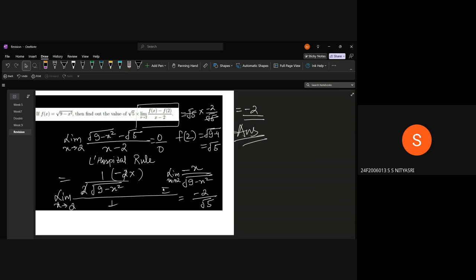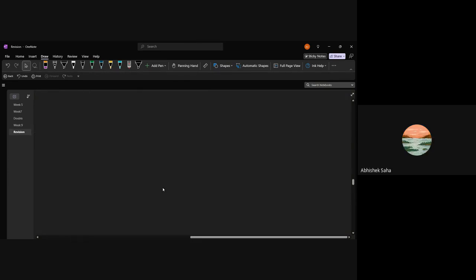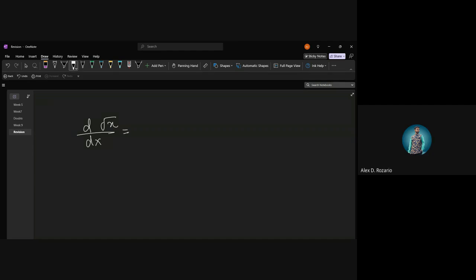The top numerator. Okay. So first of all, tell me what is the differentiation of root x, 1 by 2 root x. Minus x. This part is clear, right?